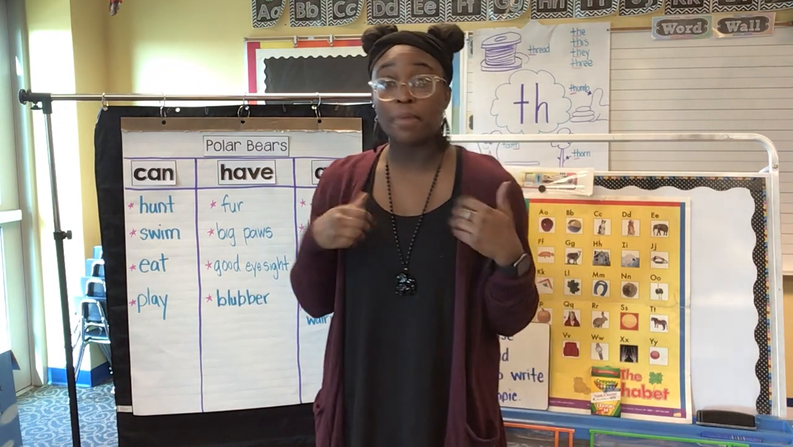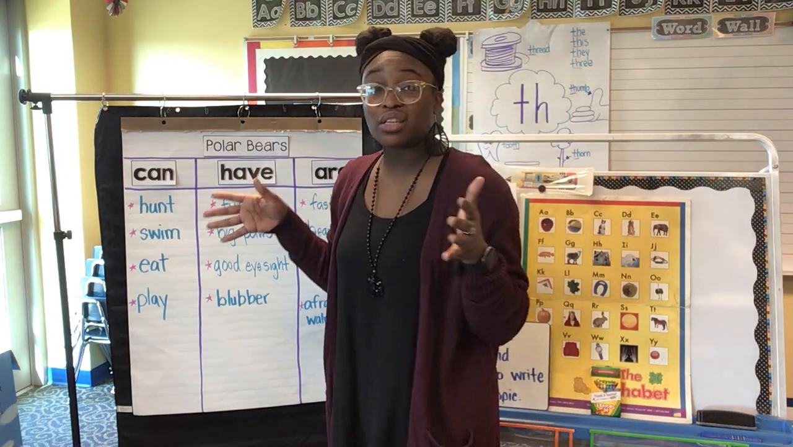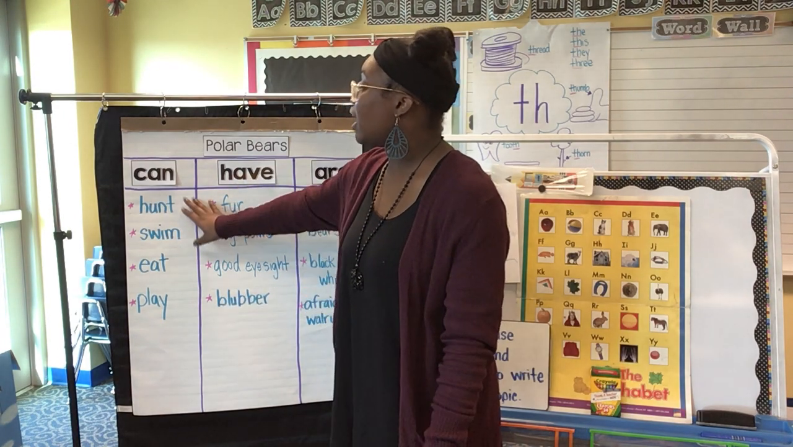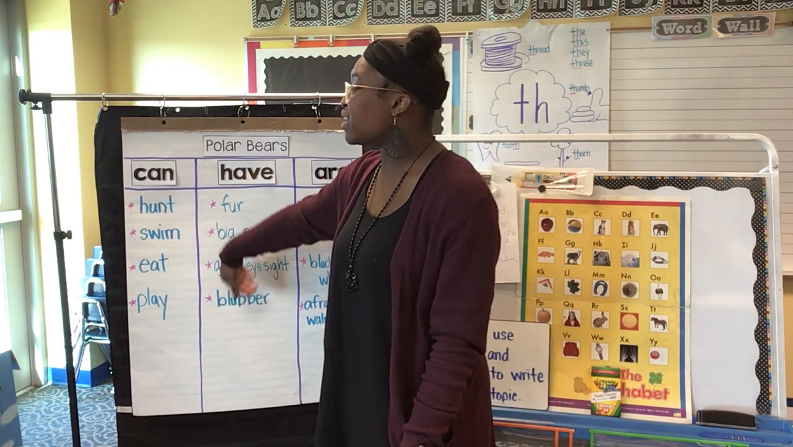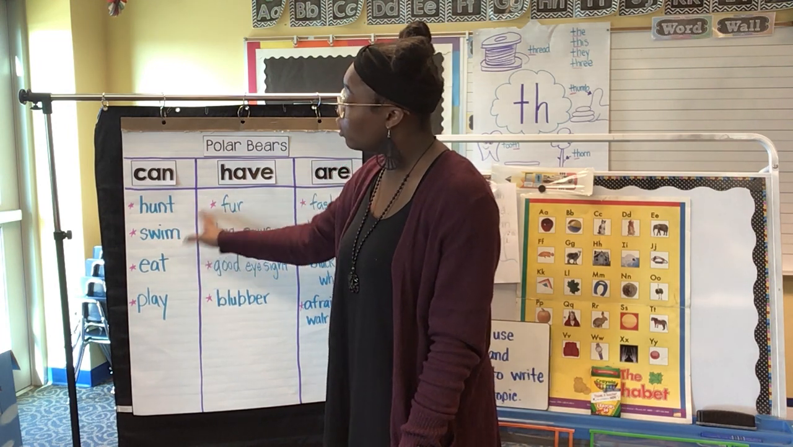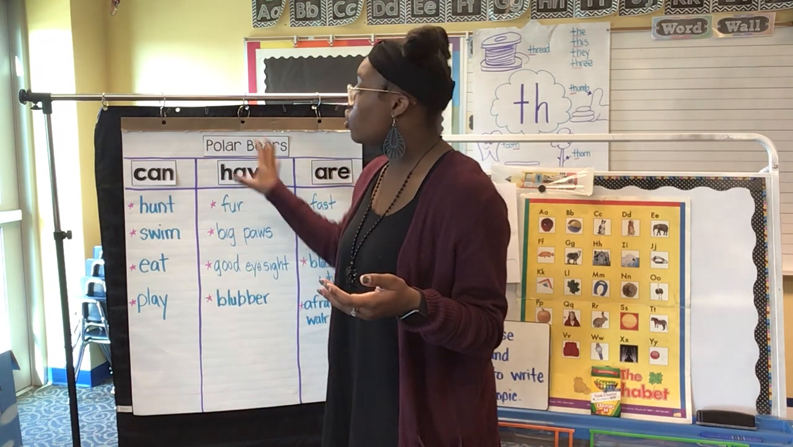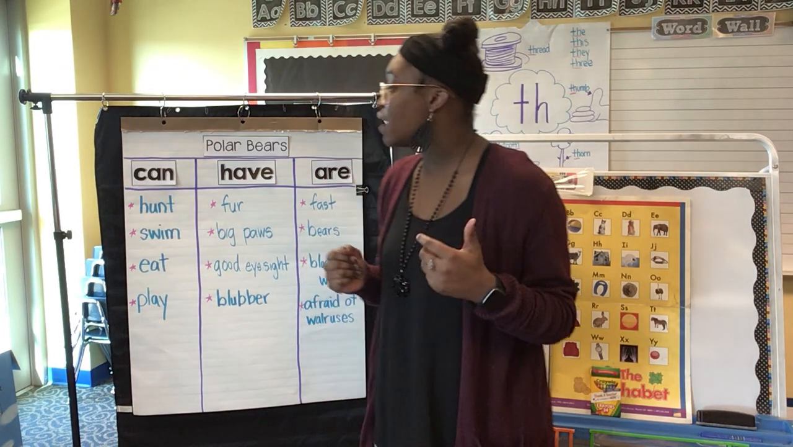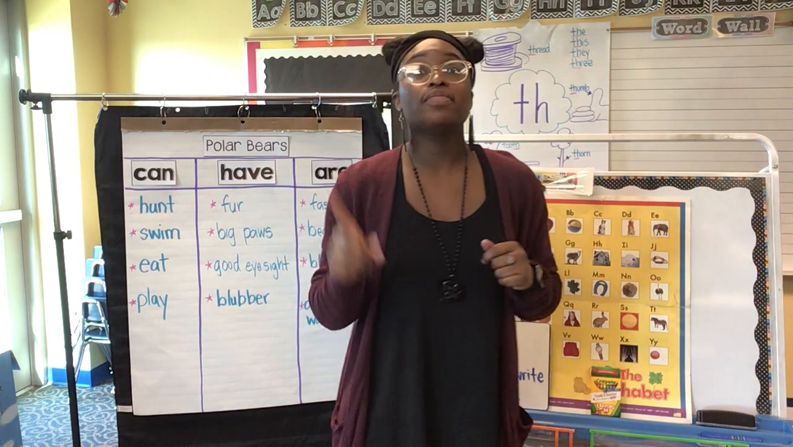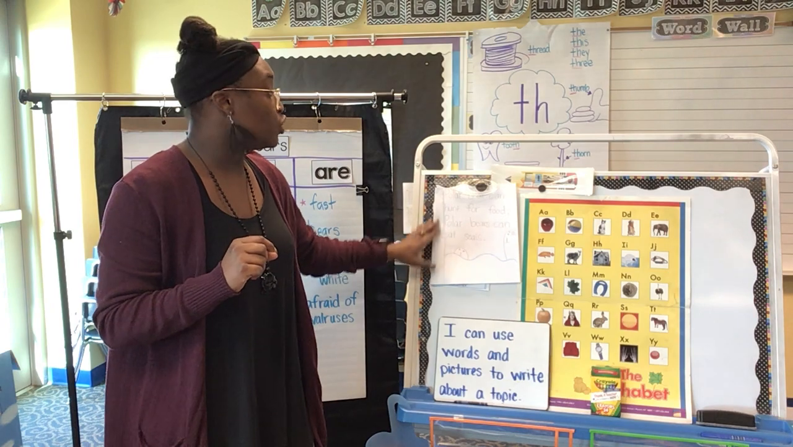Sorry about that, friends. That was an interruption, but we're going to keep going. So, like I was saying before, we're talking just about what polar bears can do. So, we know that polar bears can hunt for food, polar bears can swim in the water, polar bears can eat seals, and polar bears can play with their cubs or with their friends, okay? So you have lots of things that you can write about today of what polar bears can do. But remember, I want you to write more than just one sentence, just like I did today on my page, friends, okay?